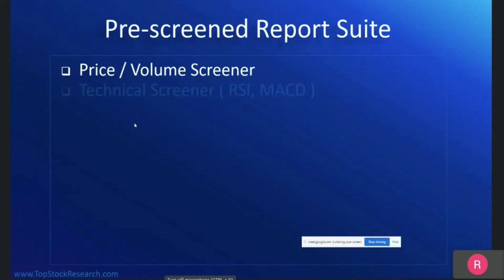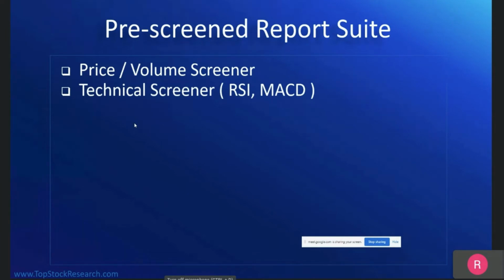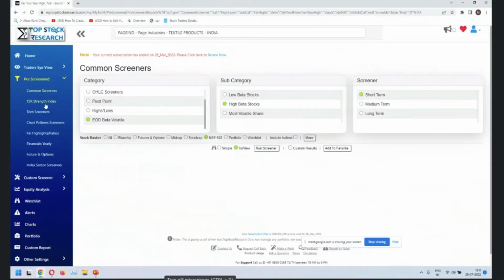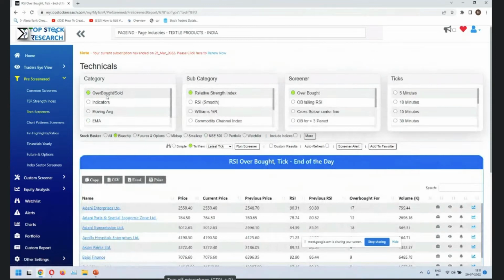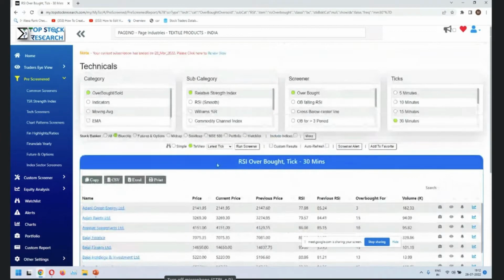Next in line is technical screeners. To go to technical screeners, click here, technicals. Now we have categorized into a few different sections, overbought, oversold. So let's say you're looking at overbought RSI on, let's say, 30-minute tick. Go here, 30-minute tick. So these are the stocks which are overbought. If you see, RSI is pretty high, like 95.